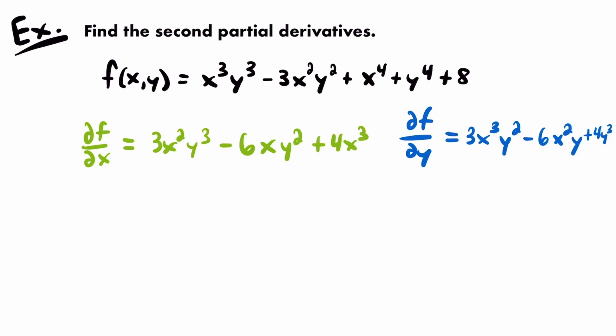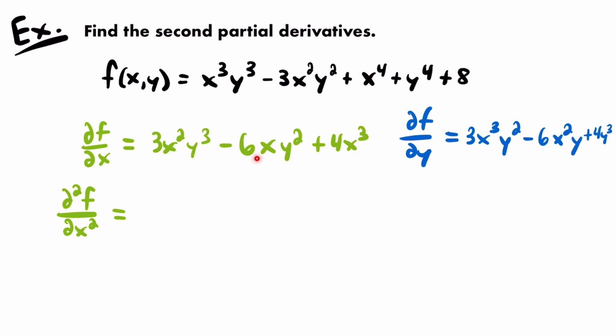Okay, so now we have the two first partial derivatives of this multivariable function, and so now we can use them to find the four second partial derivatives. So let's start by finding the second partial derivative where we differentiate with respect to x twice. So that would be d squared f divided by dx squared. That's the notation when we take a partial derivative with respect to x of df dx.